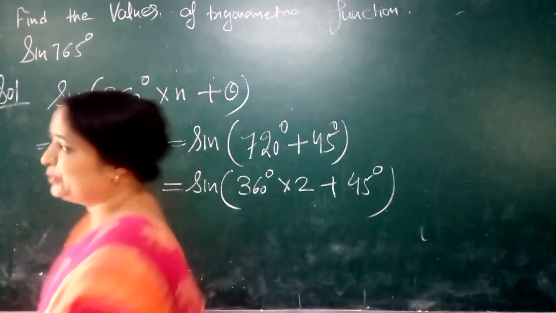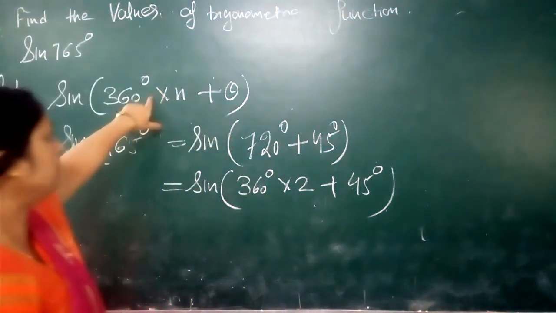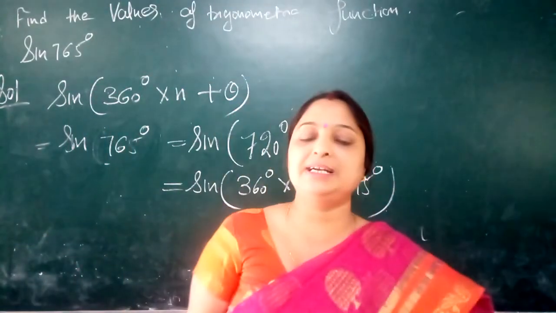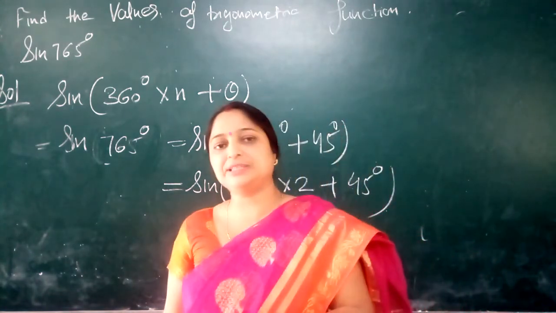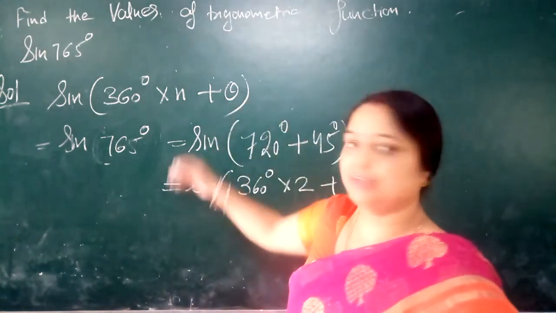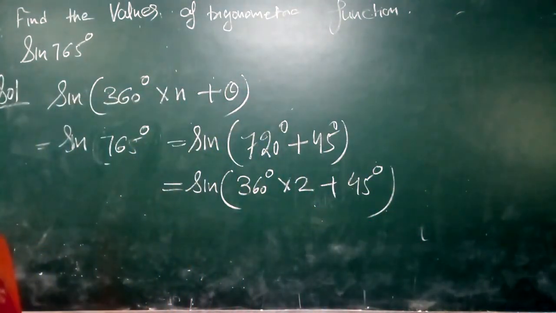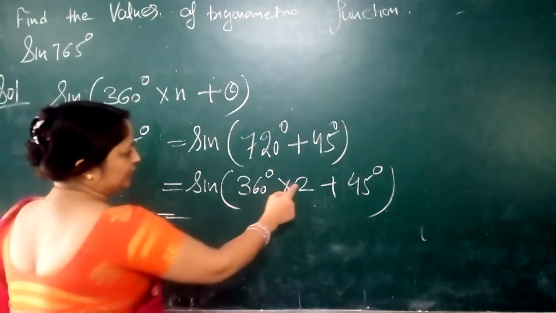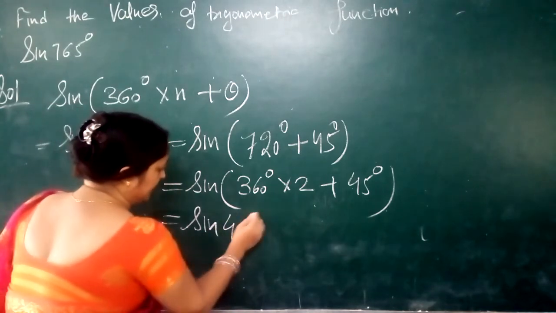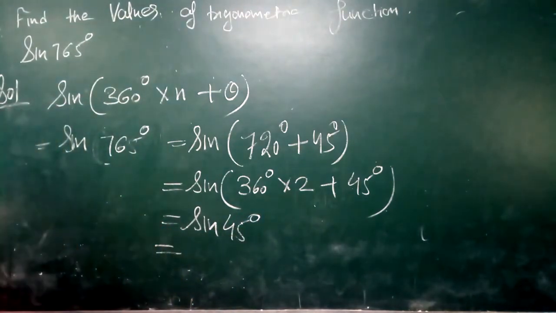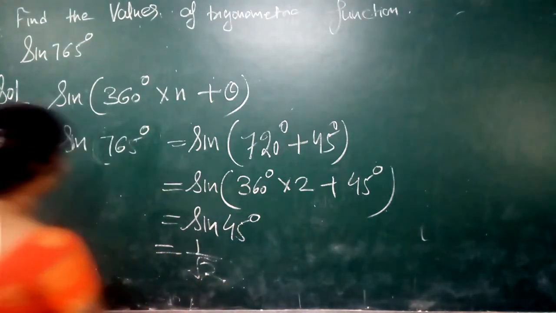Now what is the value? You know that the value will change across quadrants: first quadrant is 0 to 90, second quadrant 90 to 180, third quadrant 180 to 270, and fourth quadrant 270 to 360. So the value will not change at 180 and 360. So sine of 360 into n plus theta is sine theta, that is sine 45 degree. The value of sine 45 degree is equal to 1 by root 2. So this is the answer of this question.